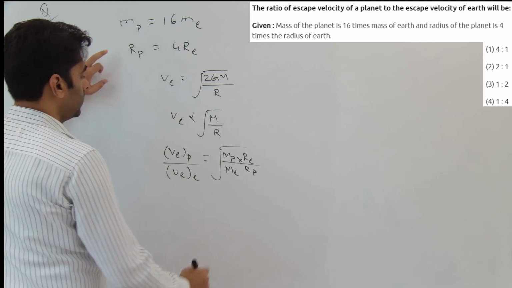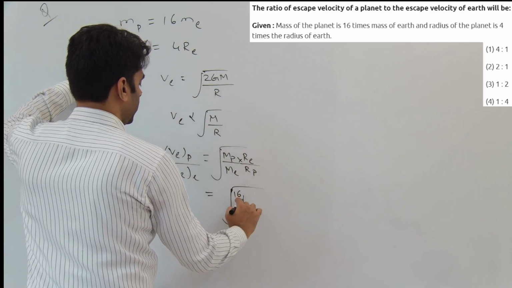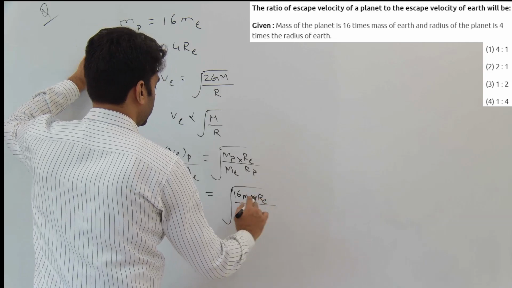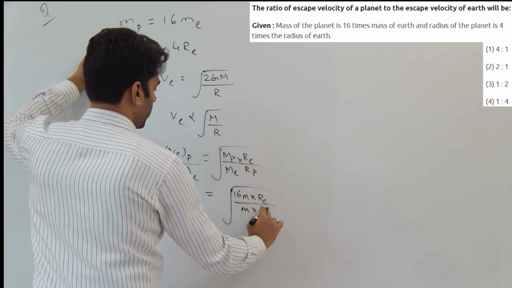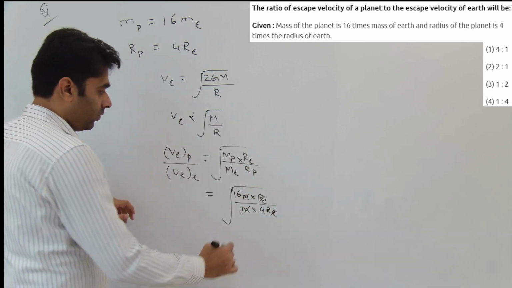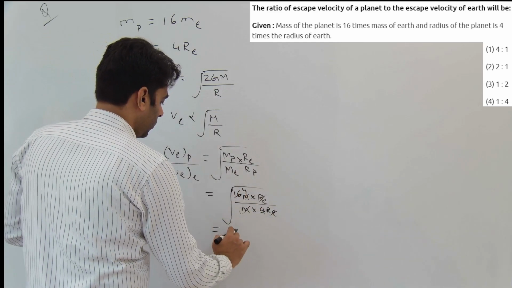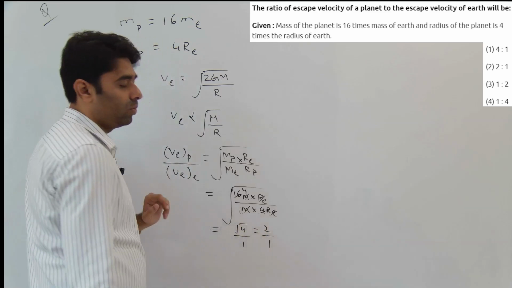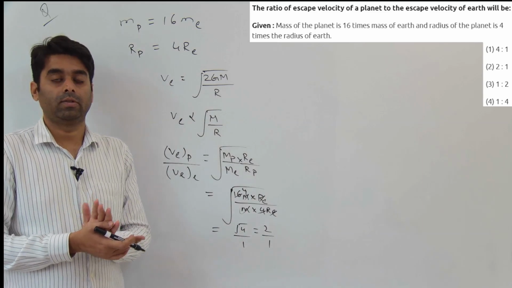Let us take the ratios now. Mass of planet is 16m, and radius of Earth is Re. Mass of Earth is m, and radius of planet is 4Re. Re cancels out. Root over 16 by 4, that implies this is 4. So we get root 4 to 1, which is 2 by 1. 2 by 1 is our correct answer. Option number 2 is our correct answer, right?